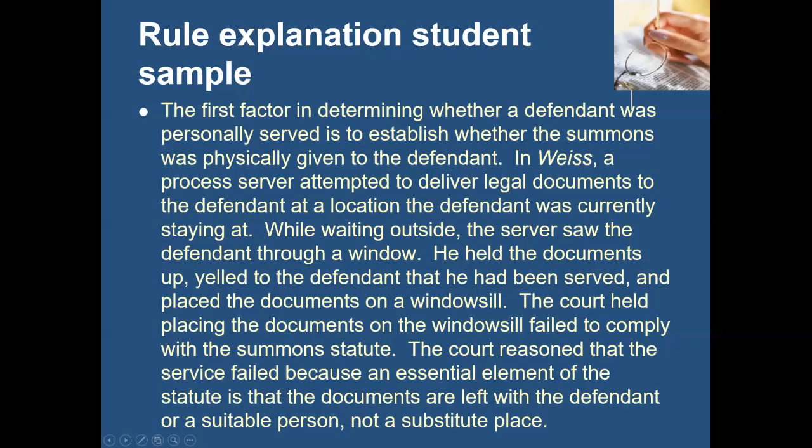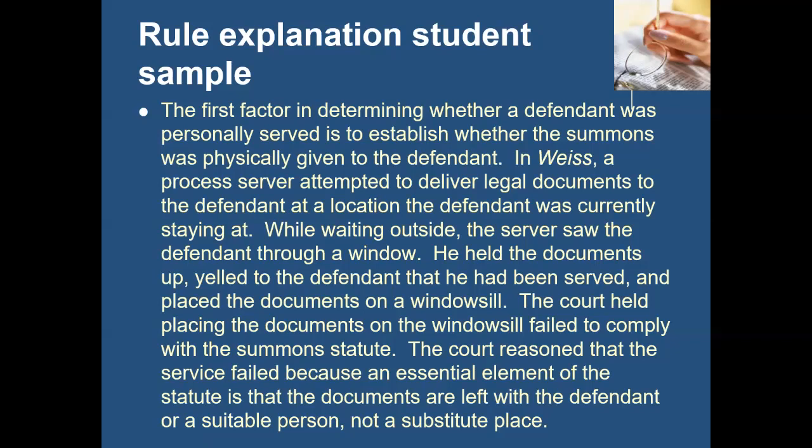After the facts, they go into the holding. The court held placing the documents on the windowsill failed to comply with the summons statute. The court reasoned that the service failed because an essential element of the statute is that the documents are left with the defendant or a suitable person, not a substitute place.